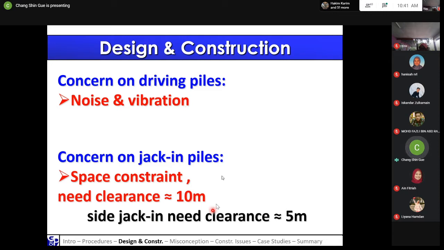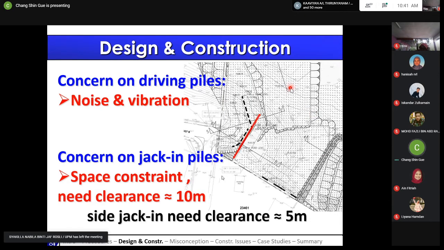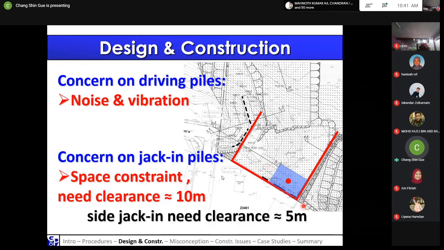But even so, for jack-in piles there is also an issue, which is the space constraint. Like I showed you, the footprint of the jack-in pile machine is very big, and you need a clearance of about 10 meters. Let me show you why. For example, this is a site. The red line is the boundary of your site. This is the footprint of a jack-in machine. Of course, typically you jack in the pile in the middle of the machine, which means that you need a clearance of about 10 meters.